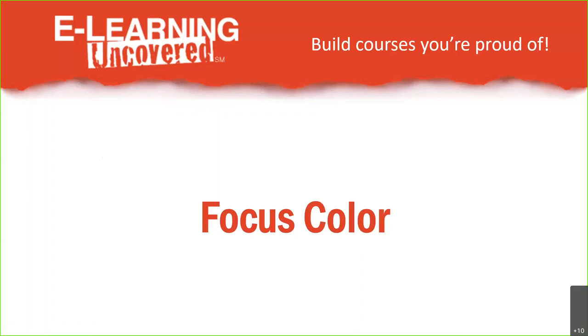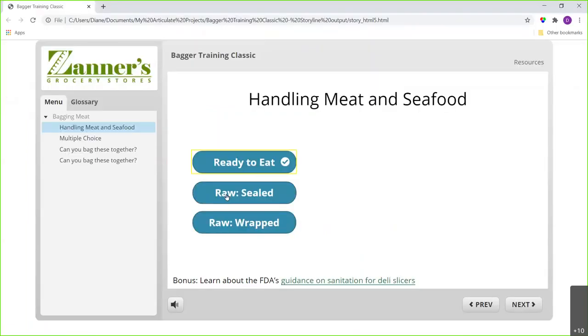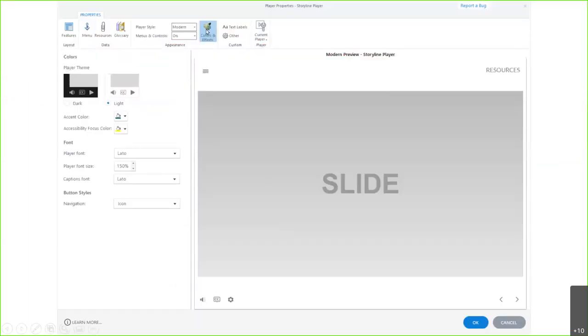Okay, the other thing you can now change is focus color. So see this yellow box? It's actually very hard to see on a white background. So one of the things that they have given us, on the colors and effects tab, is you can now change the accessibility focus color. So if you don't want that yellow box and you want it to be black, that's great. I like that change.